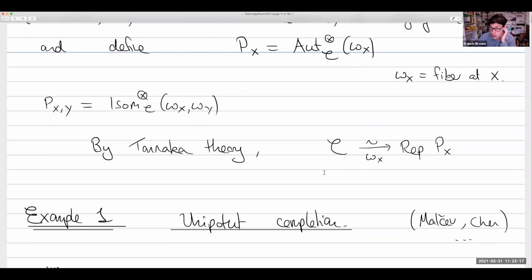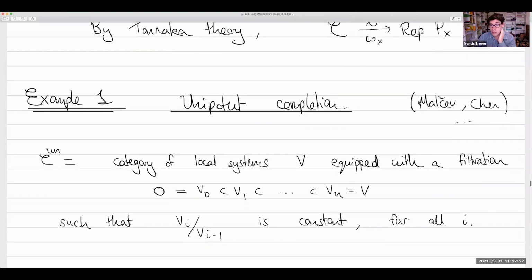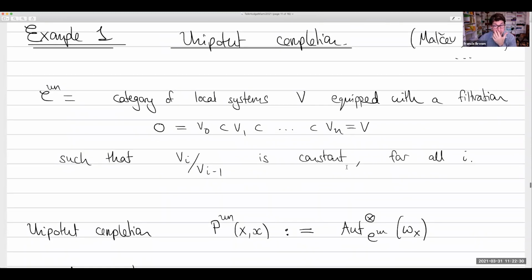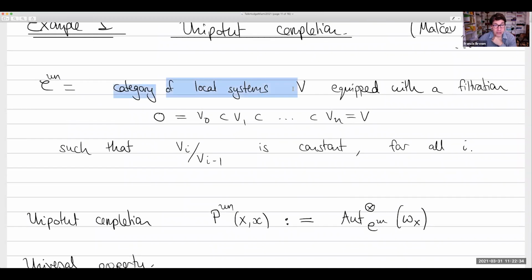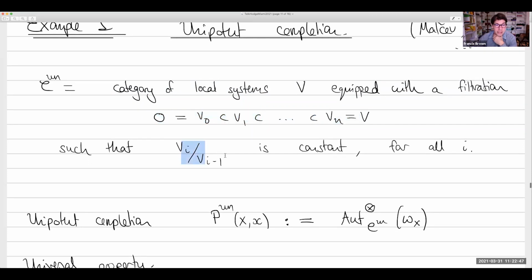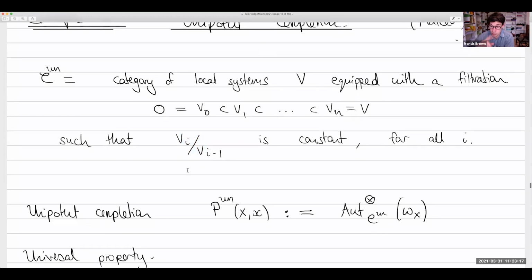Of course, this is historically completely inaccurate. The first example is unipotent completion, which goes back to Maltsev and was studied by Chen and many others. In this framework, it can be set up as follows. Our input category is just the category of local systems which are unipotent. That means that they are equipped with a filtration by sub-local systems, V0 up to Vn, such that each successive quotient is a constant local system. And that means, by the dictionary between local systems and representations of pi1, that the representation of pi1 will be by upper triangular or block upper triangular matrices in a suitable basis adapted to this filtration. So it's representations of pi1 that are upper triangular, like in the baby example I showed for G_m with the upper triangular 2x2 matrix.